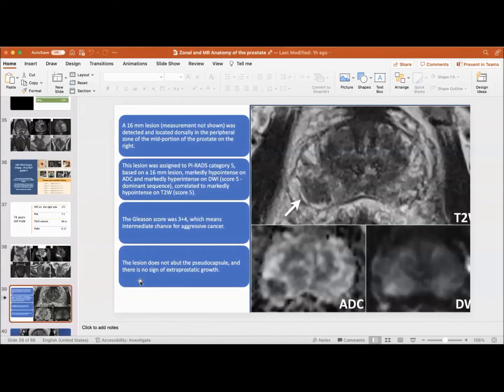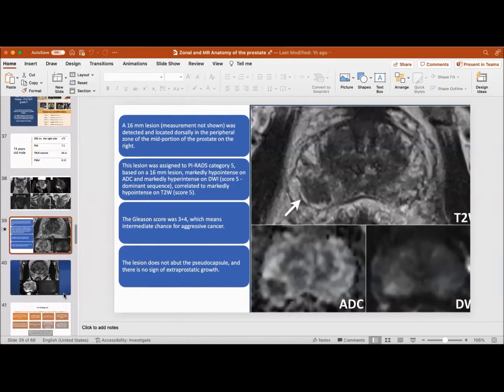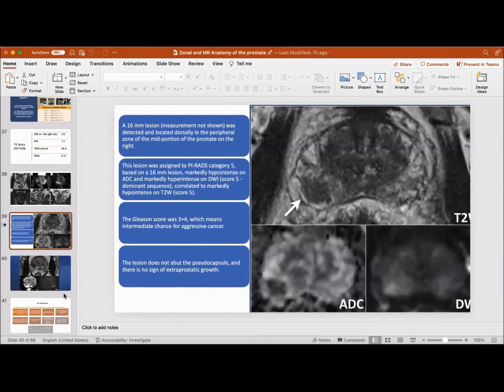So again, the next case that we see, if we look at the bottom 2 images, which are the DWI and the ADC. On ADC, this lesion, which is seen on the right side, shown by the arrow, is markedly hypointense and showing corresponding hyperintensity on DWI sequence and appearing hypointense on T2 weighted sequences. The size of this lesion, as shown, is 16 millimeters.